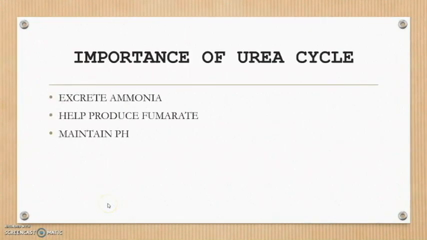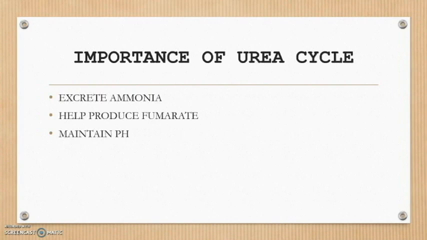Now, the importance of the urea cycle. The first thing is it can excrete ammonia. After the metabolic activities, our body produces metabolic waste including ammonia, which is very highly toxic and needs to be converted to other forms to reduce the toxicity. Hence, it is converted to urea by going through the urea cycle.